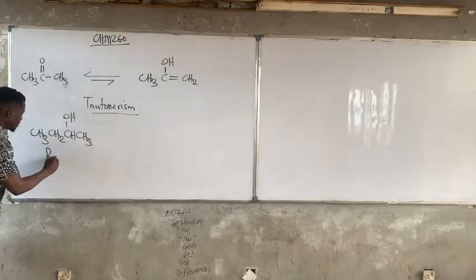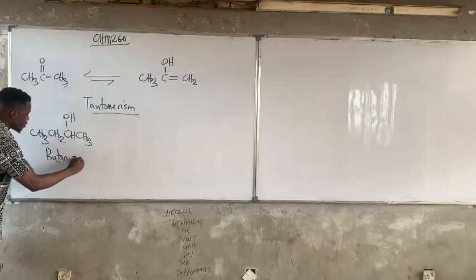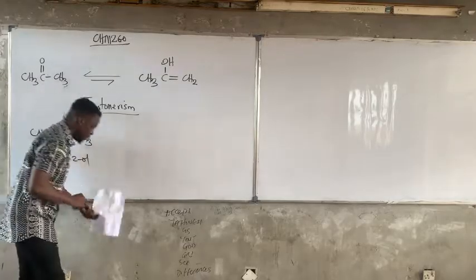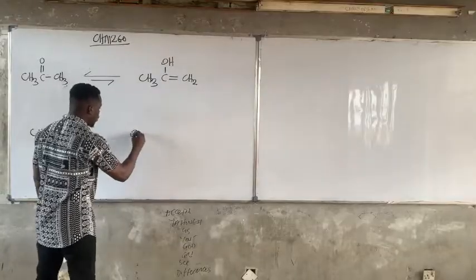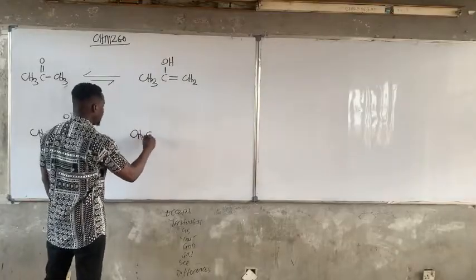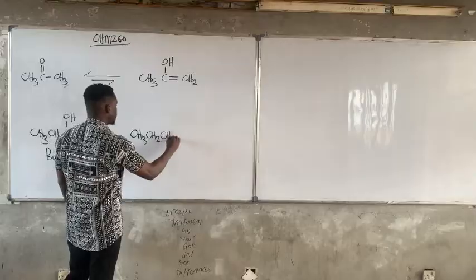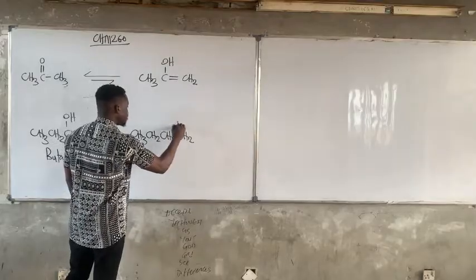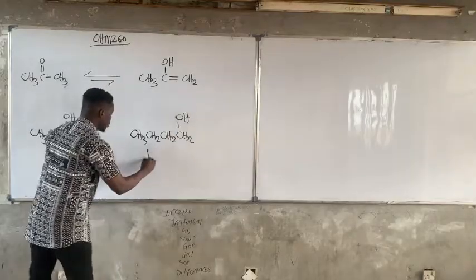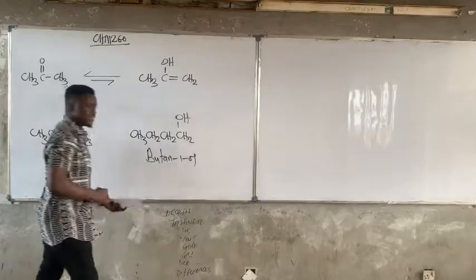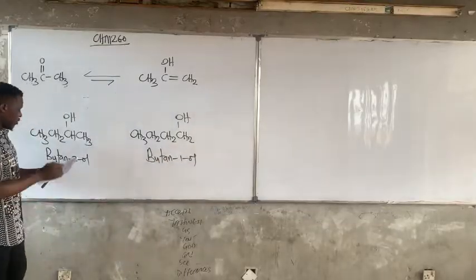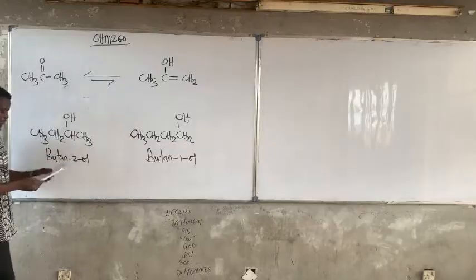So if this is butan-2-ol, the positional isomer of this compound would be butan-1-ol. So we have CH3CH2CH2CH2OH. So butan-1-ol is a positional isomer of 2-butanol, which is essentially butan-2-ol.